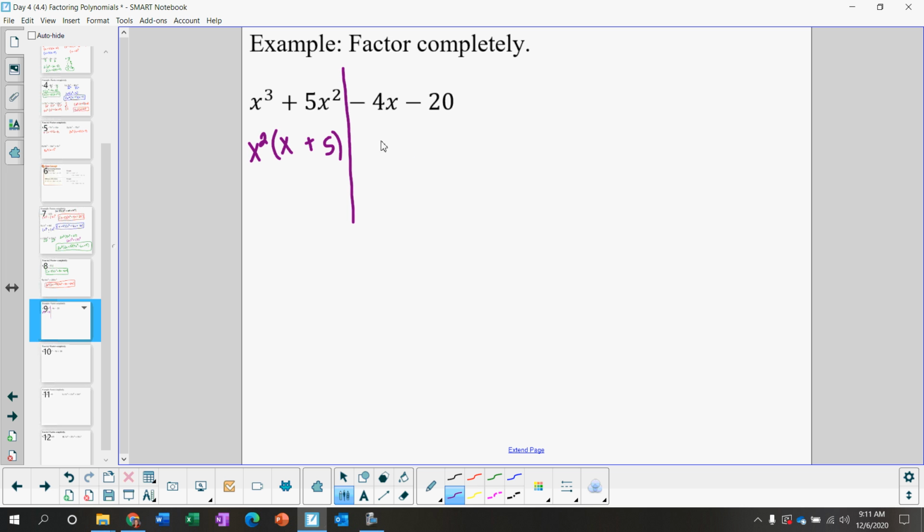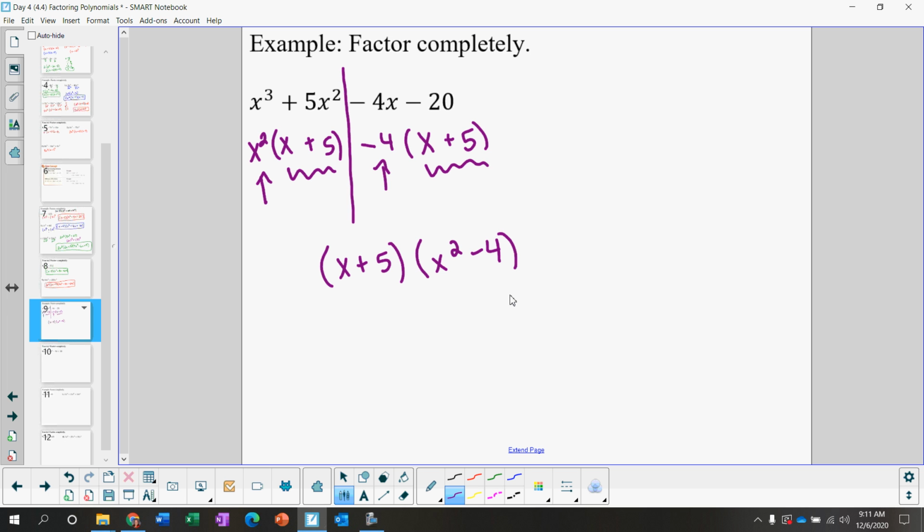In the second 2 terms, I'm looking for their own GCF, and they both have a negative, so I'm going to take out negative, and they both have 4, so I'm going to take out negative 4. So now when I divide this by negative 4, I get x, and when I divide negative 20 by negative 4, I get plus 5. If this worked correctly, this term should match this term. And if it does, I can rewrite it as that matching term as one factor, and then the leftovers make the other factor.